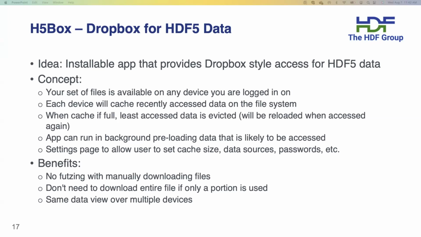As your applications are accessing these files, the H5box service would automatically download pieces of those files as needed. You'd have a local cache so that the files you accessed yesterday, or the parts of files you accessed yesterday, would be available on your device today. And then H5box in the background could be downloading data that you may need in the future. Maybe use some kind of heuristic algorithm to say, okay, I've been reading this part of the data set, I'm likely to need the rest of the data set. And you have a settings page that would allow you to set the cache size, data sources, passwords, etc.